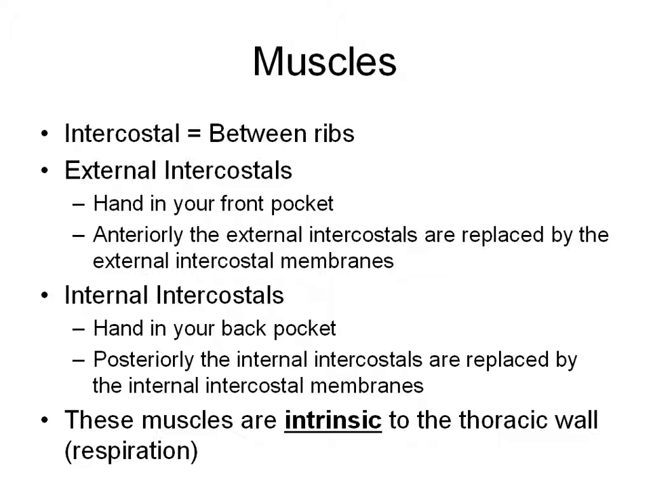And I'm going to show you a picture. The internal intercostals, their muscle fibers run as if you were going to put your hand in your back pocket. And they also have a membrane on the posterior. So the intercostals closest to your spine have to be external. These muscles are intrinsic to the thoracic wall. They are absolutely necessary for respiration. They have both their origin and insertion on the thoracic wall.